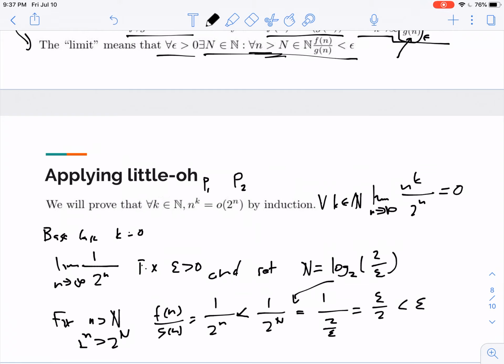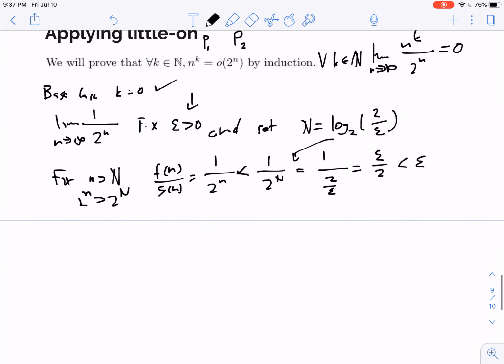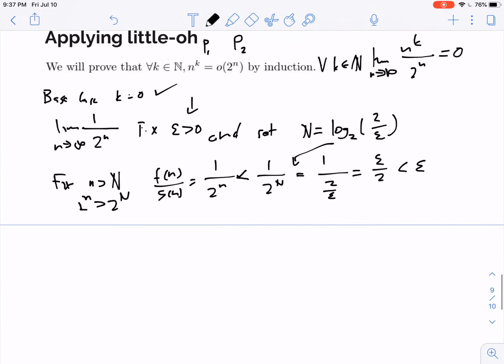So we've successfully shown, for any epsilon, because we fixed some epsilon greater than 0, we picked some big N to show that it existed, and we showed that for any little n greater than that, the relationship holds. So that shows the base case for k equals 0, and it's a good example of applying the definition of little o. So now we need to show the inductive step.